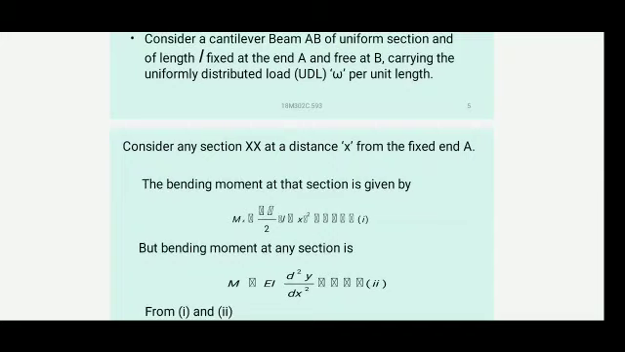the bending moment at the section given, both are equal. EI d square y by dx square is equal to minus w by 2 into (L minus x) whole square, that is equation number 3.